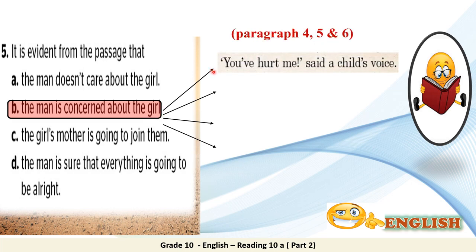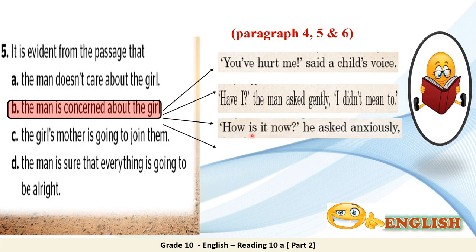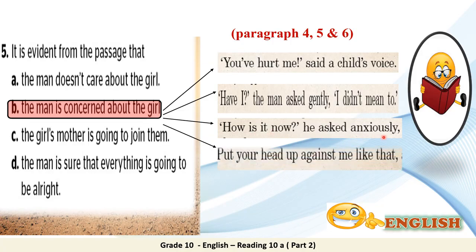For example, "You have hurt me," said a child's voice. "Have I?" the man asked gently. "I didn't mean to." So he asked gently here. It means that he is concerned about the girl. "How's it now?" he asked anxiously. And finally, "Put your head up against me like that."